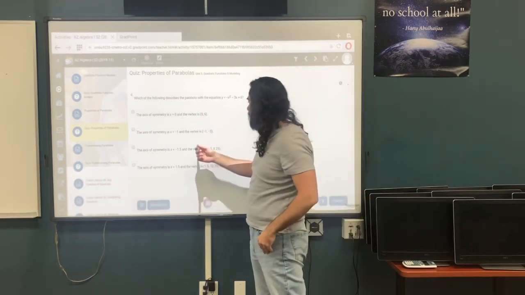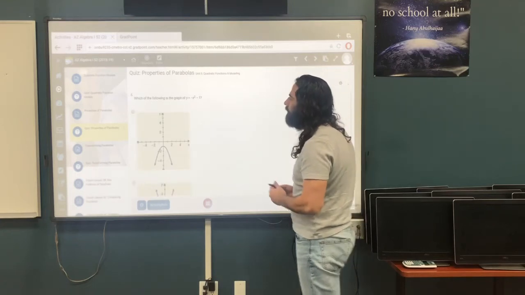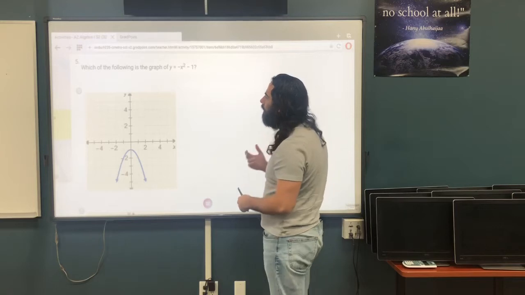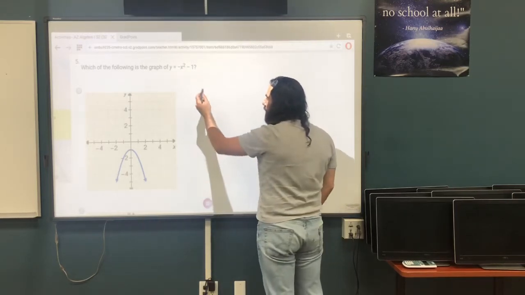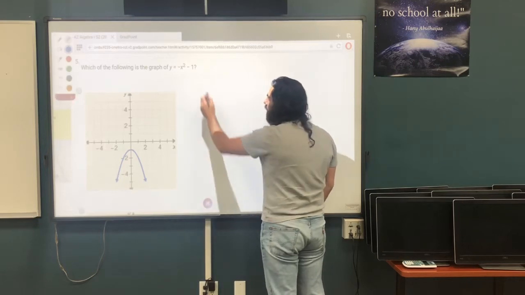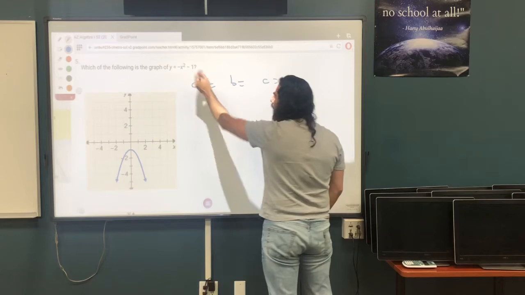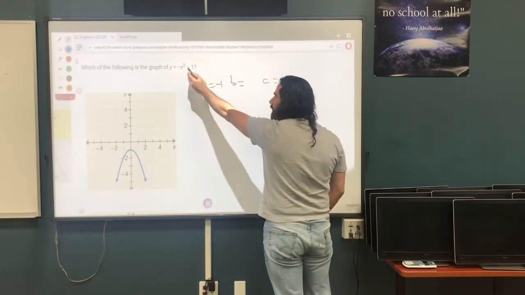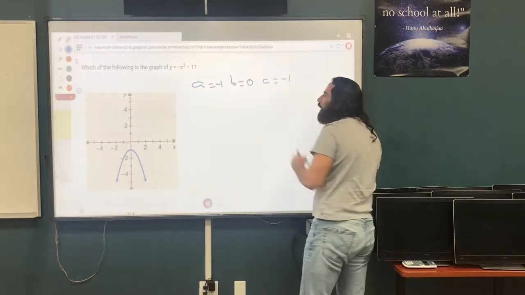I don't know, we said negative 1.5, right? Question 5. The same thing in this one. Which of the following is the graph of y equals negative x squared minus 1? So in this case, guys, again, you need to find a, b, and c. As you can see, a is negative 1 because it's negative 1x squared. b, we don't have x's, so 0. And c is the constant, which is negative 1.